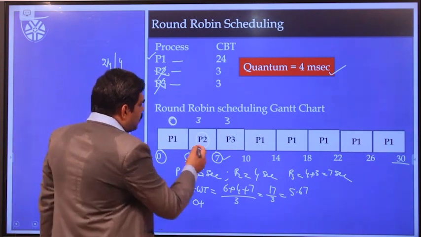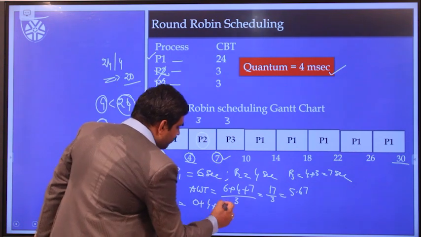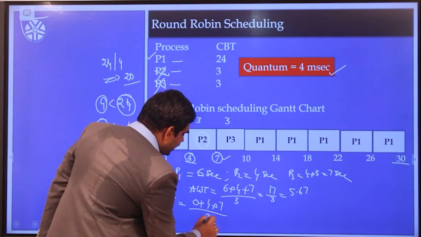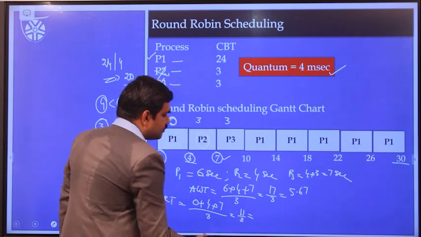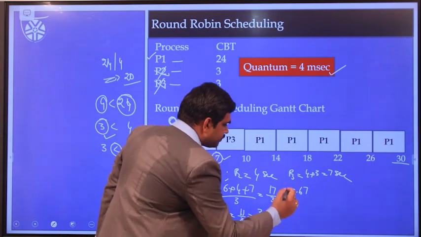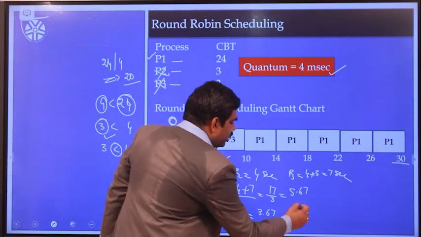So 0 plus. When does P2 get the first response? After 4 seconds. When does P3 get the first response? After 7 seconds. So 0 plus 4 plus 7 whole divided by 3, which is equal to 11 by 3, equal to 3.67. Okay, so the average response time is 3.67.